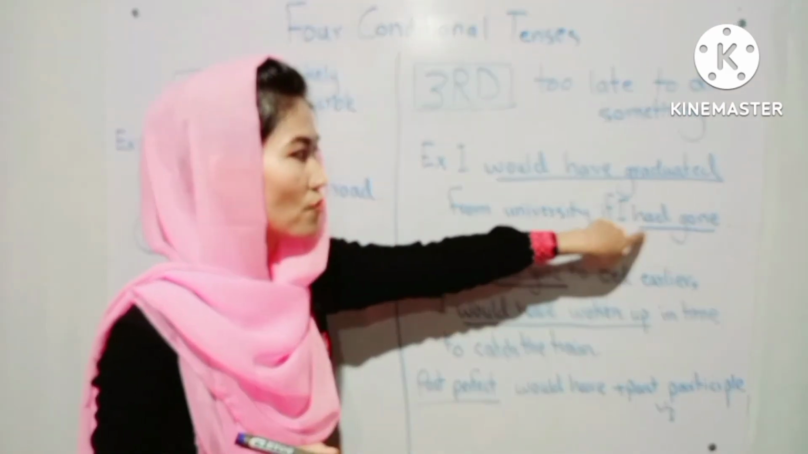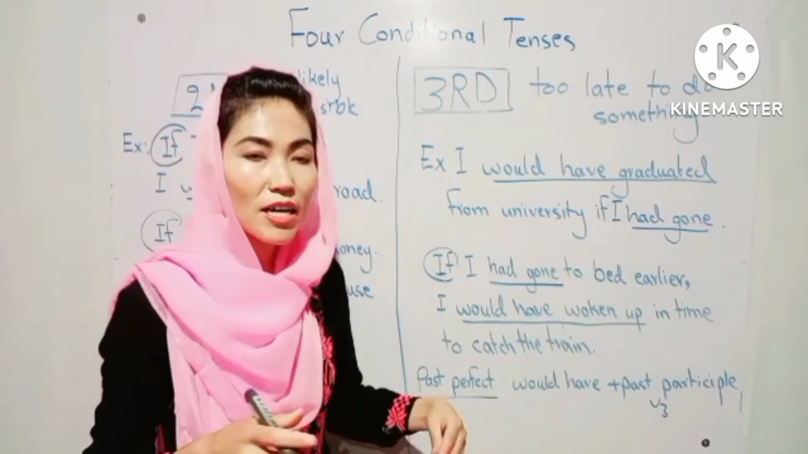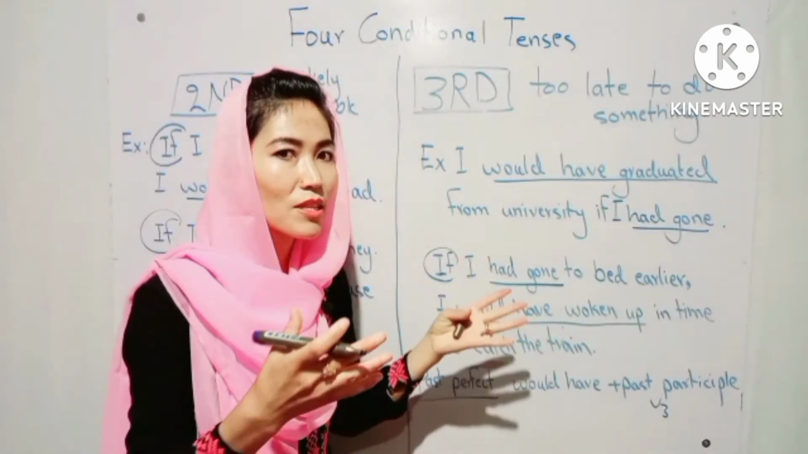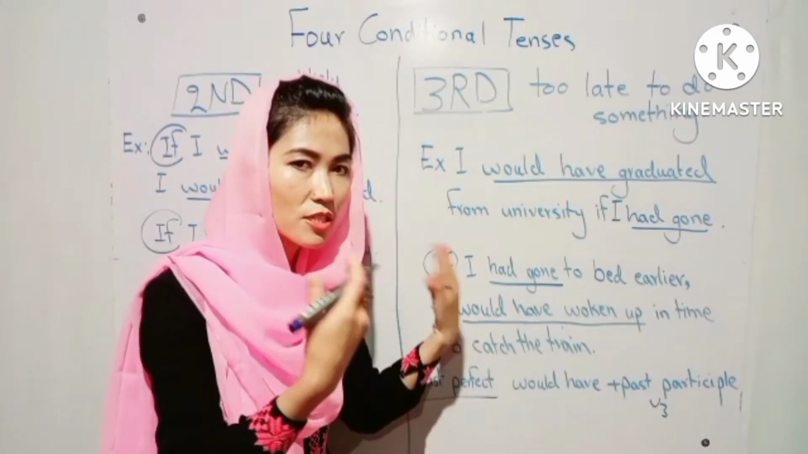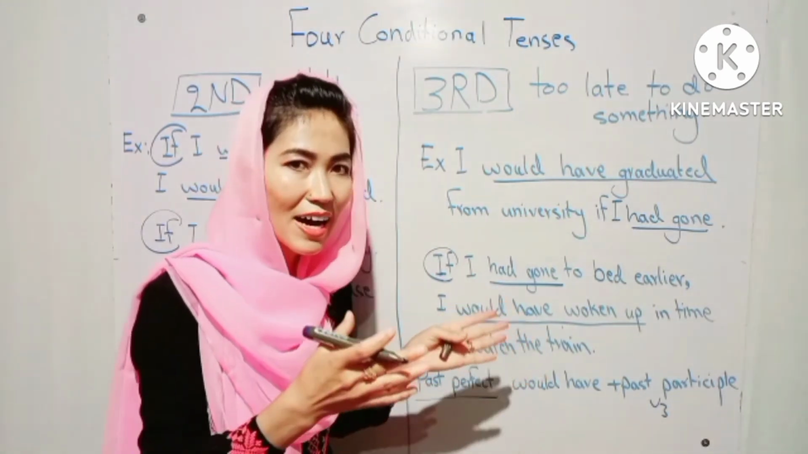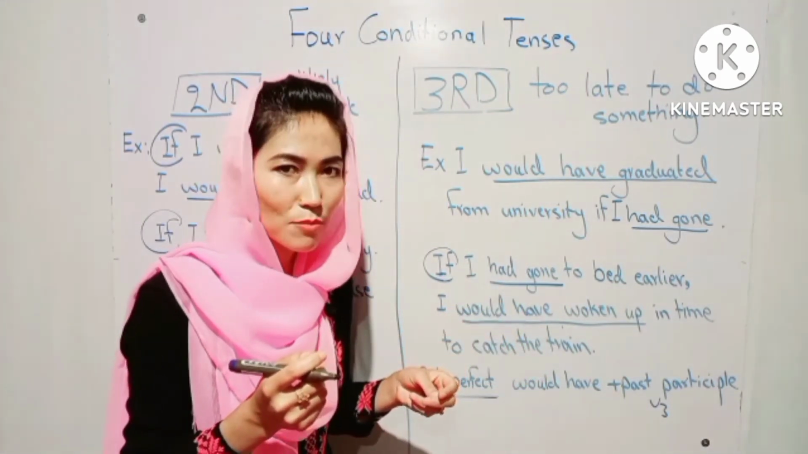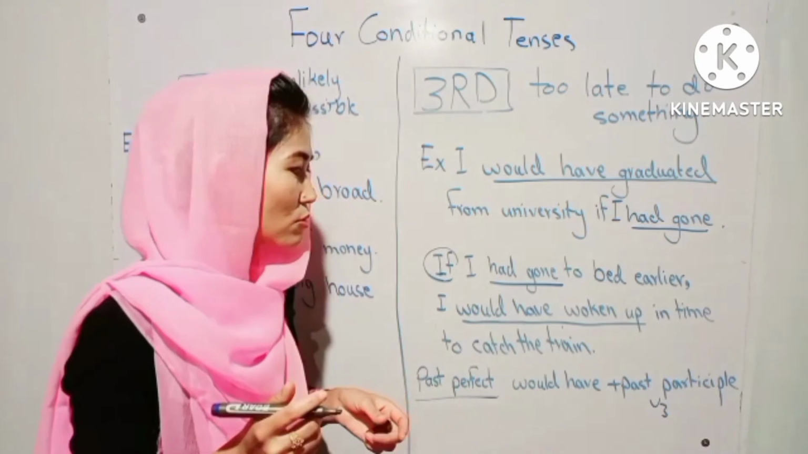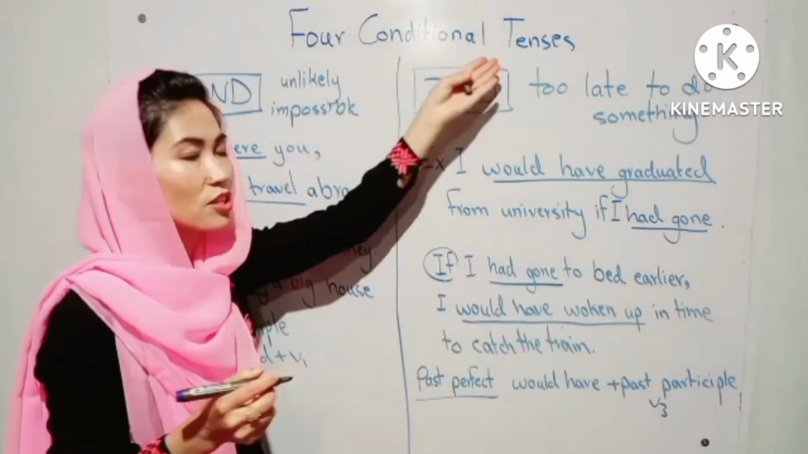So the past perfect and the present perfect. Past perfect, had plus third form of the verb. Present perfect, have or has plus past participle, okay? So that was all about the 4 conditional tenses.